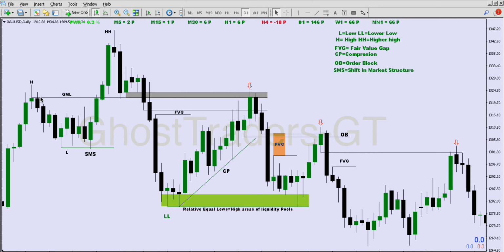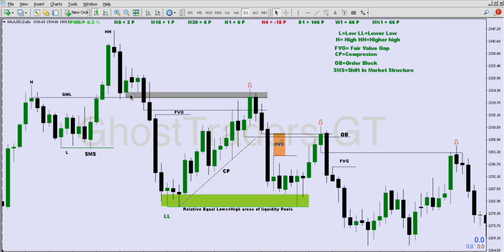So it means when price gets to this level of our QML here, we anticipate to see a sell. You can see price got to this level of our QML here, and then we got to see a sell. But if you look at this level here, you can see that when price gets to this level, we have a fair value gap here, and then if you look at this here, we have this high here, and then we have this lower high here.